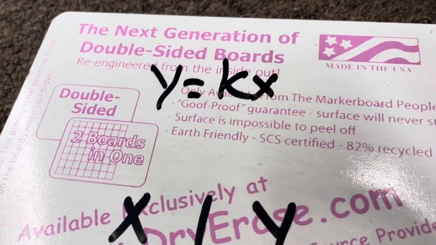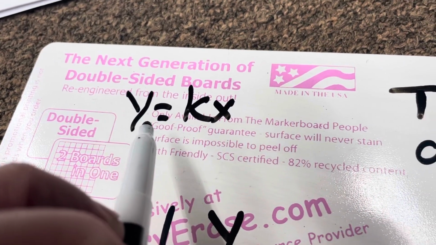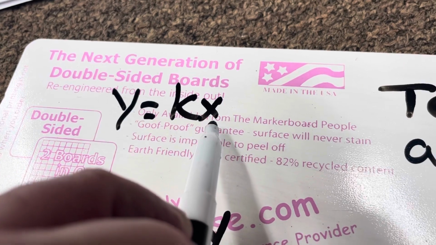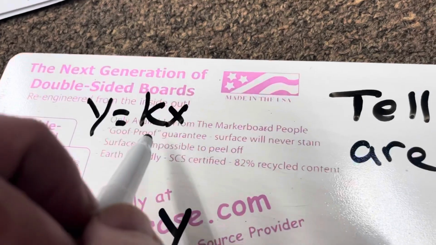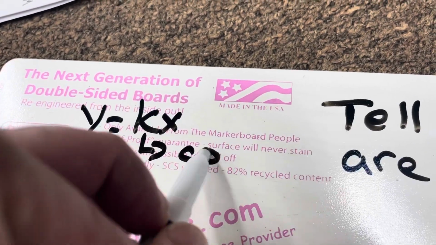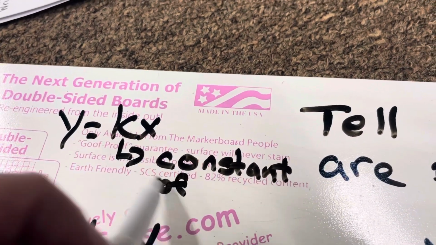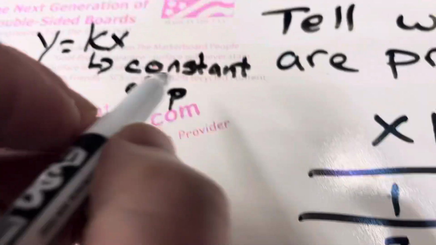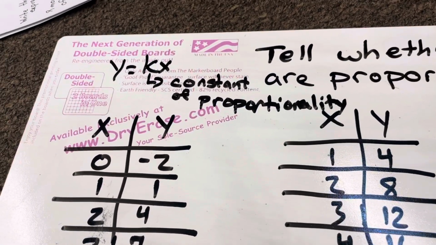This y equals kx is basically saying we multiply x by something and we get y, okay? The value of x multiplied by something equals y, and it's a constant. This k is what we call the constant of proportionality, okay? The constant of proportionality. We'll talk about that a little bit.